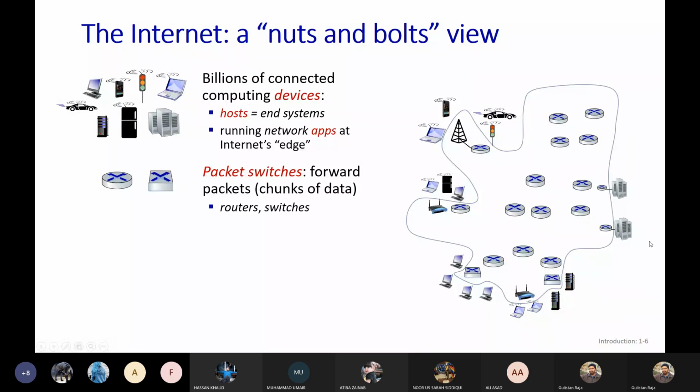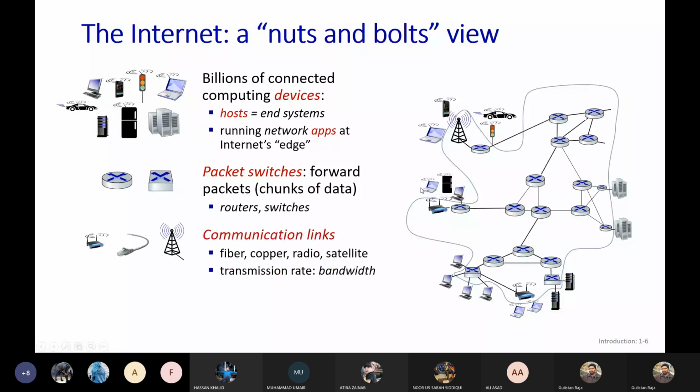You may be wondering whether these routers are standalone devices. These routers are not the only part of the internet. There must be something else connecting these routers together. So what are these? The third component is communication links. These communication links are basically connecting these routers to the various end systems.